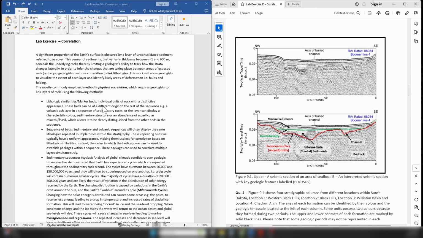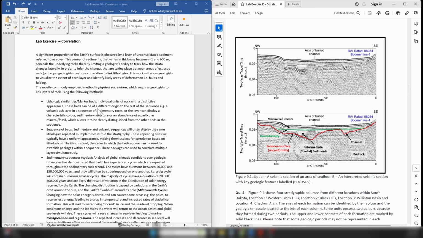The nice thing about finding a marker bed is that it's very easy to spot when you move from one location to another, and so you can link locations relatively quickly and easily because this bed is so distinctive. A classic example of something that could be used is a black limestone layer, or, like I said, a layer of volcanic rock in an otherwise sedimentary sequence.